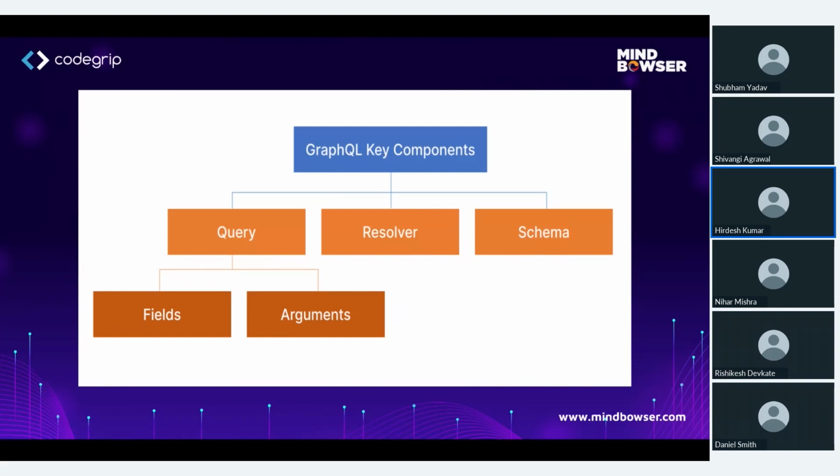And fields are whatever fields exist for a particular entity. Let's say a user might have name, username, then it might have age, and other fields also, email address, and so on. So these are fields and arguments.